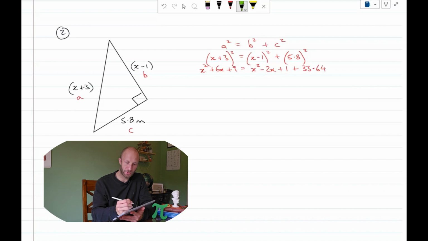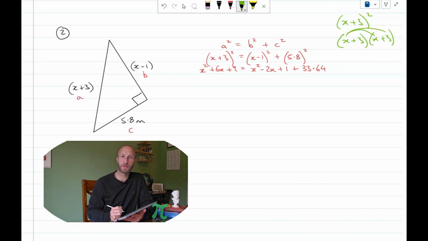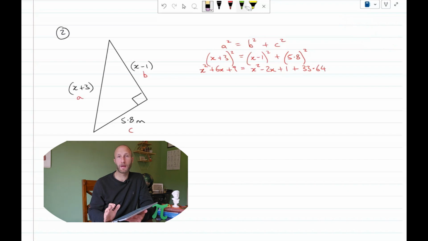If you're not sure how to square a bracket quickly, you can just write it out as 2 brackets, and then for that method, I would probably recommend doing the first term times everything in the second bracket, and the second term times everything in the second bracket. But if you can learn the shortcut, that'll be the best way of doing it. I have got videos on expanding brackets, which will include that shortcut method and the full method as well. So I advise looking at that before you do these questions.